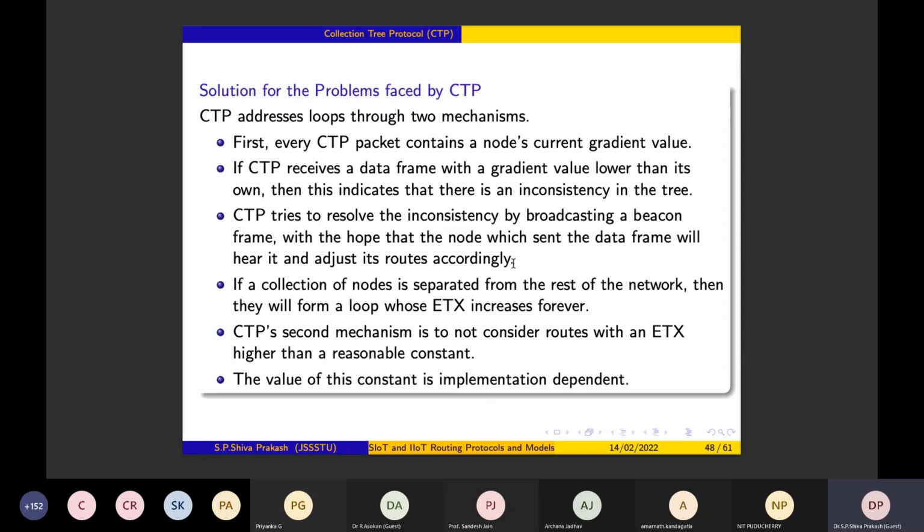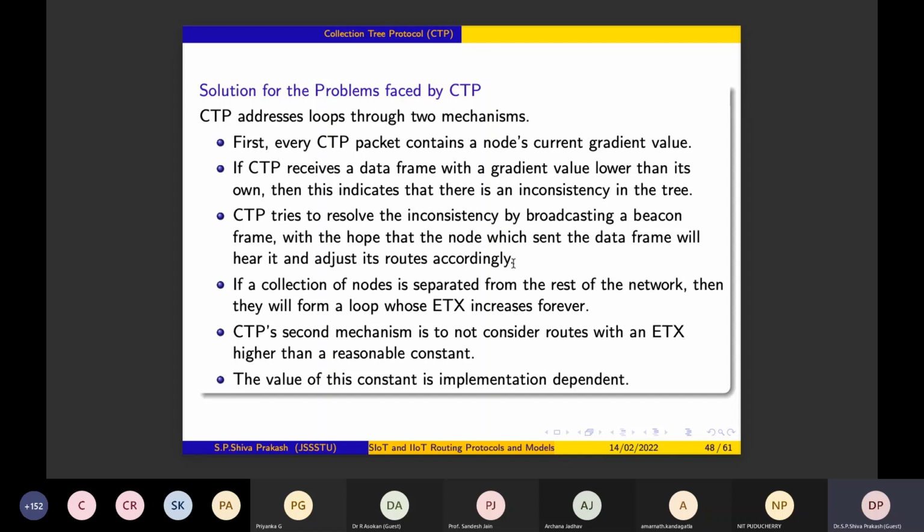If CTP receives a data frame with a gradient value lower than its own, then this indicates that there is an inconsistency in the tree. CTP tries to resolve this inconsistency by broadcasting a beacon frame, with the hope that the node which sent the data frame will hear it and adjust its routes accordingly.